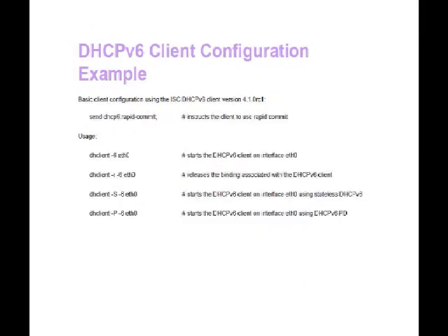Here we have some client examples. Generally speaking, you don't have to use a configuration file, but if you wanted to instruct a client to do rapid commit, you would put that rapid commit statement into a configuration file and make sure that you told the client where its configuration file is. Each of the examples below gives you an explanation of what the client will do in each scenario.